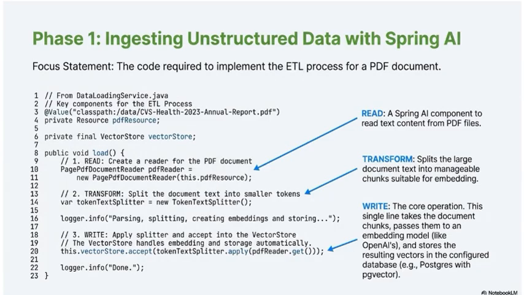PostgreSQL with the PG vector extension. So PG Vector just extends PostgreSQL. You don't need a whole new database system. It extends your existing robust stack to handle this vector indexing and searching. It's great for getting RAG operational.